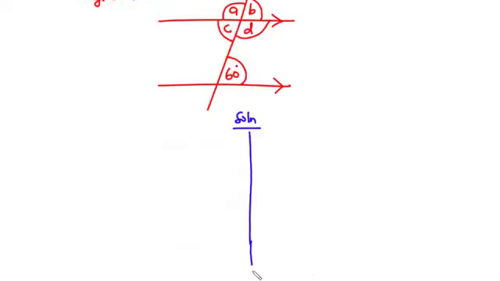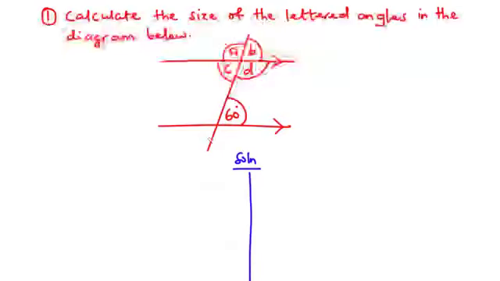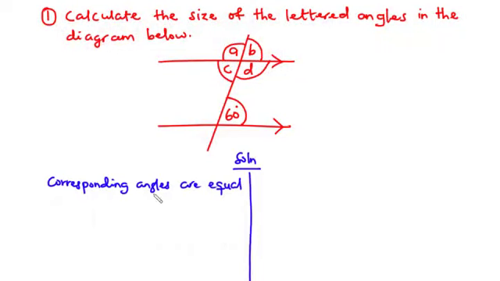Now let's try to solve this problem together. To begin with, let's find the value of B. We know that these two angles are corresponding angles, and corresponding angles are equal. In that case, B is equal to 60 degrees. So that's very simple.